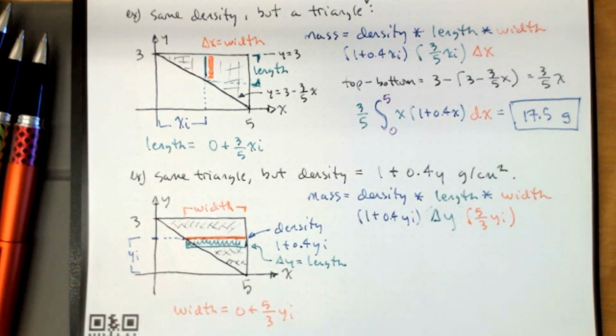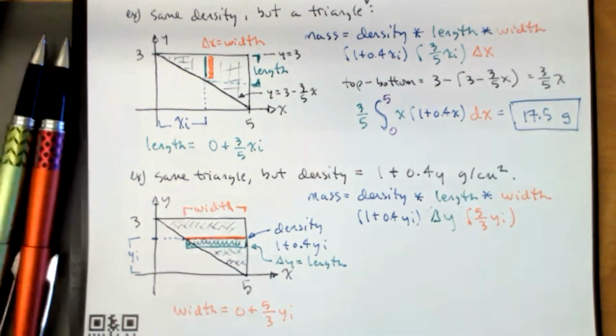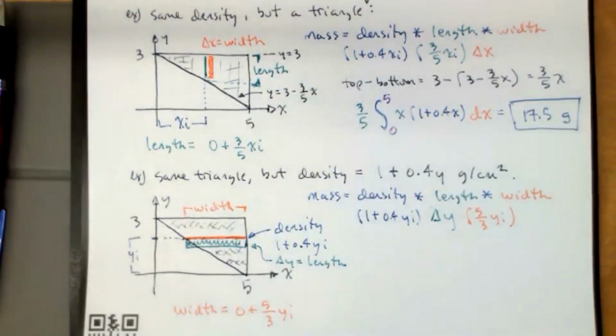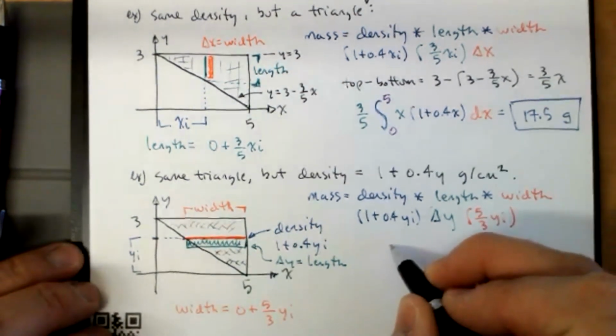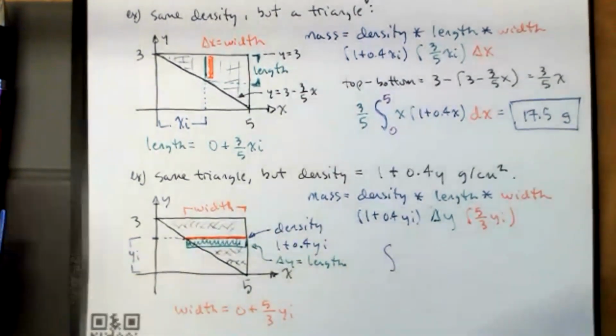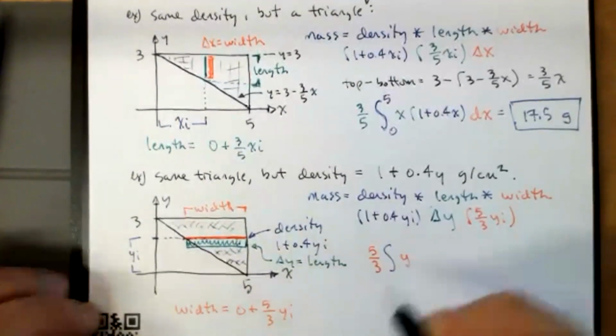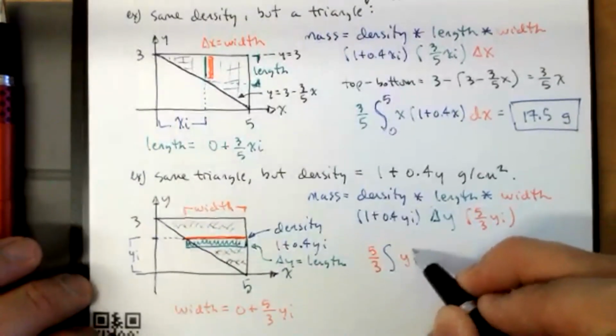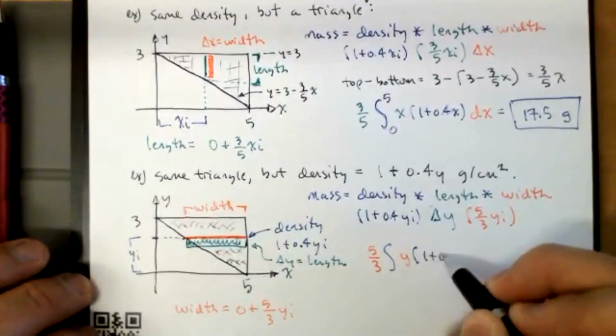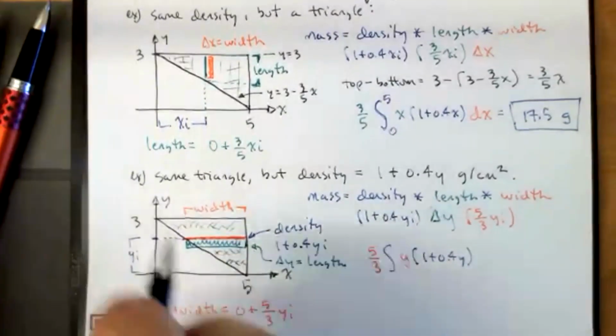Now we just need to add up all these values for all the different values of y. In the Riemann sum, we're using an infinite number of rectangles, slices that look like this. The definite integral, we're adding up the length times width times density for all the values of y. So I'm going to factor out the 5/3. So I have 5/3 times y times my density times my length.